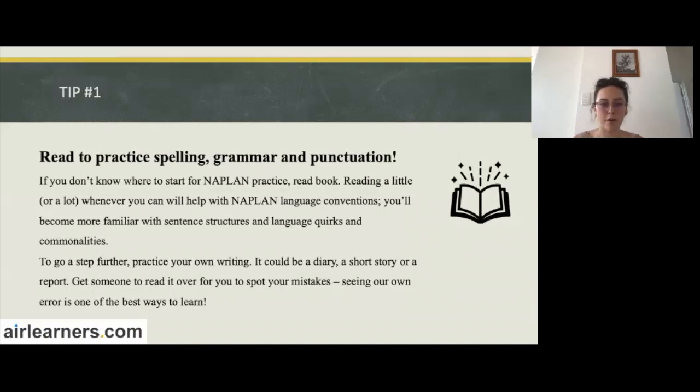To go a step further, practice your own writing. Could be a diary, a short story, or a report. Get someone, a teacher, a parent, a friend to read over it for you and to spot your mistakes. Seeing our own errors is one of the best ways to learn.